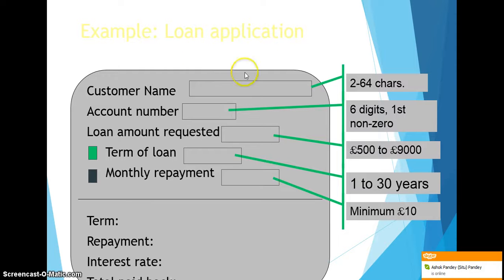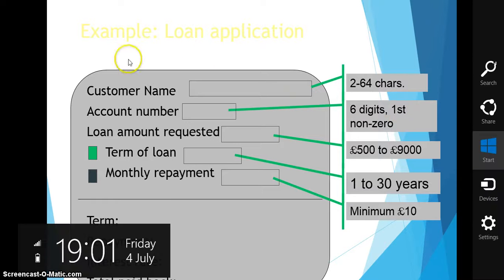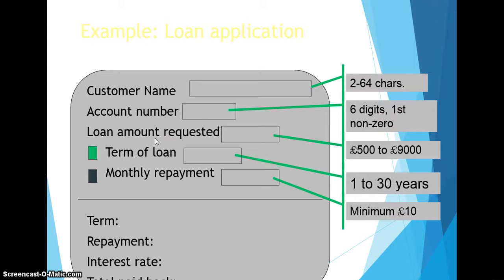Now you can take an example of a loan application where you have a customer name and the account number. The customer name is 2 to 64 characters. The account number is 6 digits and the first is non-zero. Then there is a loan amount requested, which is 500 to 9,000. The term of the loan can be between 1 to 30 years. Monthly repayment, of which the minimum is £10. You have term, repayment, interest rate, right?